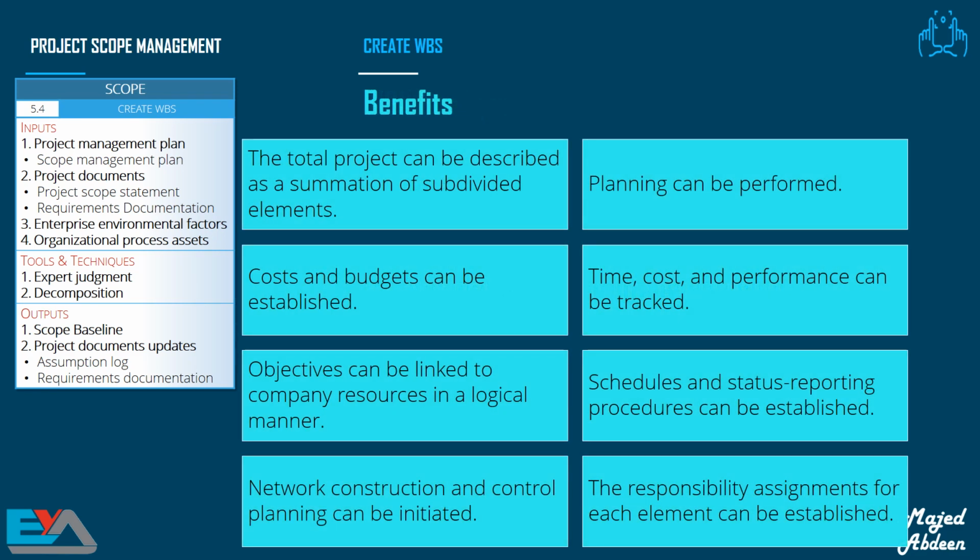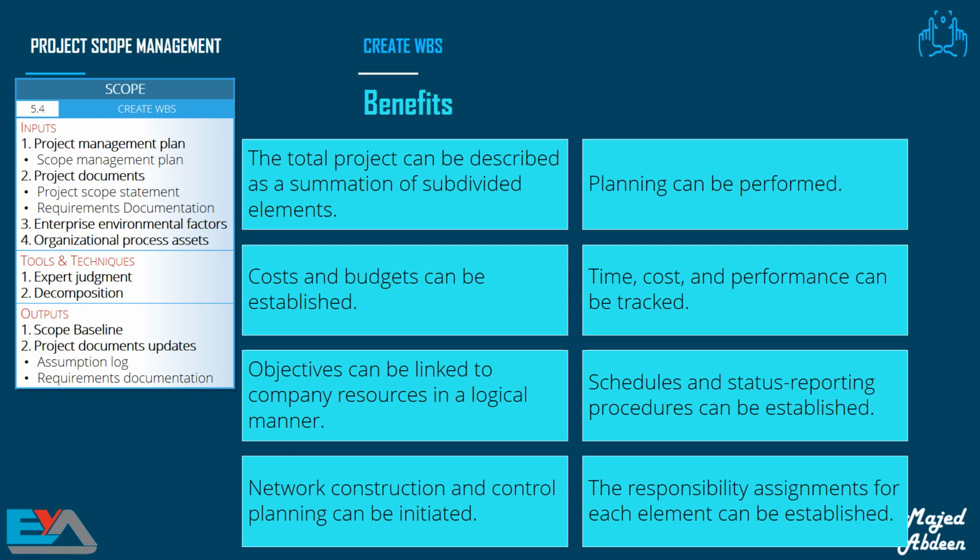Here are some benefits of having a WBS in our projects. The total project can be described as a summation of subdivided elements. Planning can be performed. Costs and budgets can be established. Time, cost, and performance can be tracked. Objectives can be linked to company resources in a logical manner. Schedules and status reporting procedures can be established. Network construction and control planning can be initiated, and from which the responsibility assignments for each element can be established.